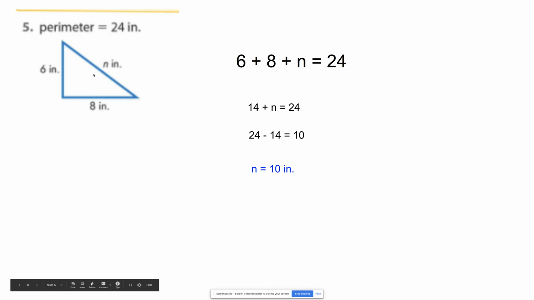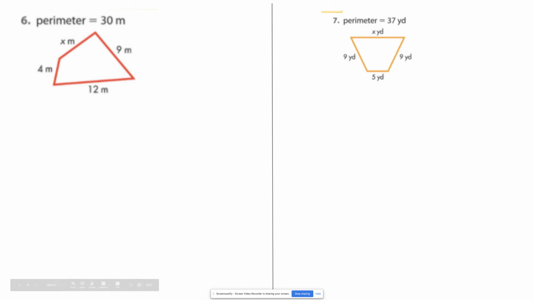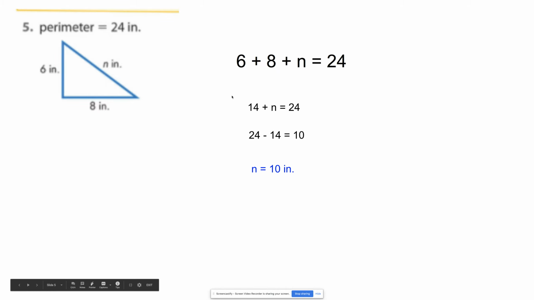In this shape here, I have a triangle. The perimeter is 24. So I already figured out that I need to add, oops, sorry, my mouse keeps slipping. I already need to figure out that I have 3 sides, so 6 plus 8 plus n equals 24. 24 is my whole perimeter. So I'm going to add up the 6 plus 8 and get 14, plus n is equal to 24. And now I subtract. 24 minus the 14 equals 10. So the missing side, or the unknown side, equals 10 inches.